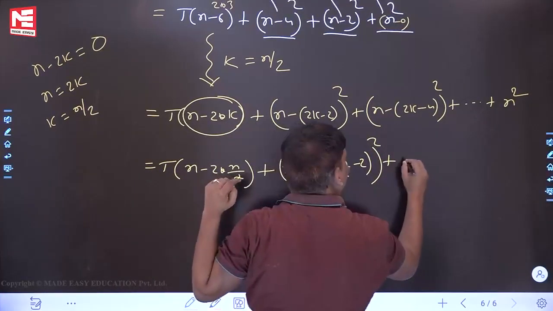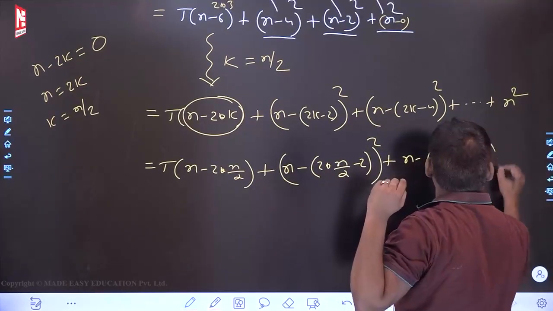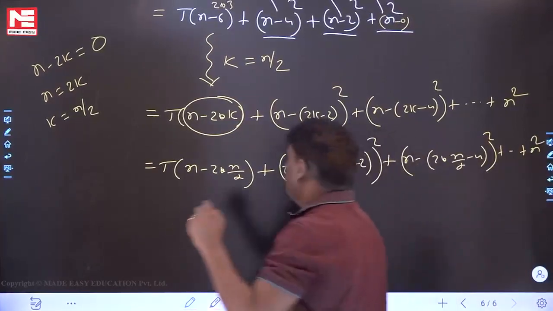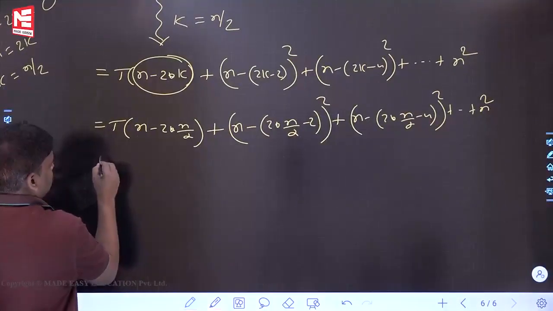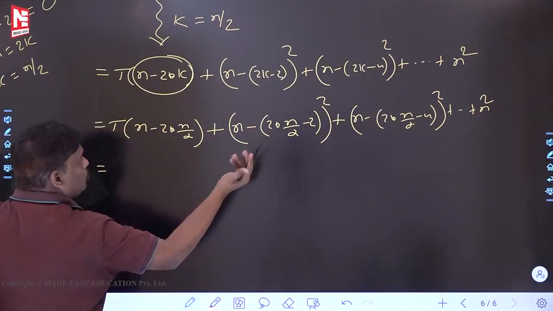Right? It will continue like this: n minus 2 into n by 2 minus 4, and so on, lastly n square. Simplify now. Every problem is similar, with a small adjustment. In every problem, one series will come, and we have to solve it.